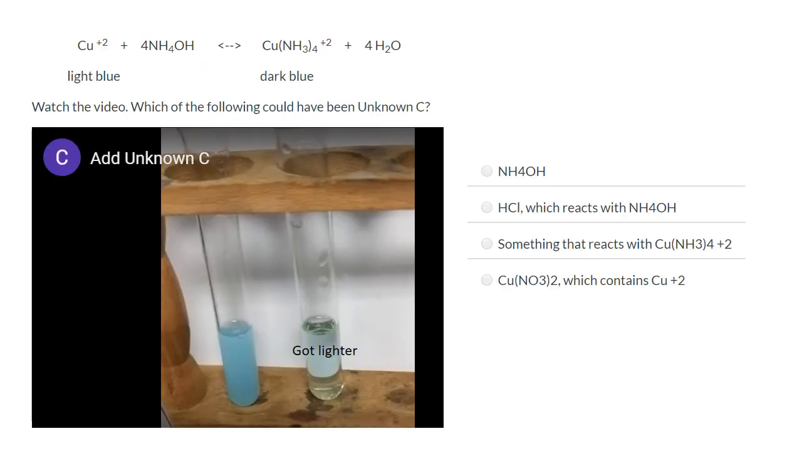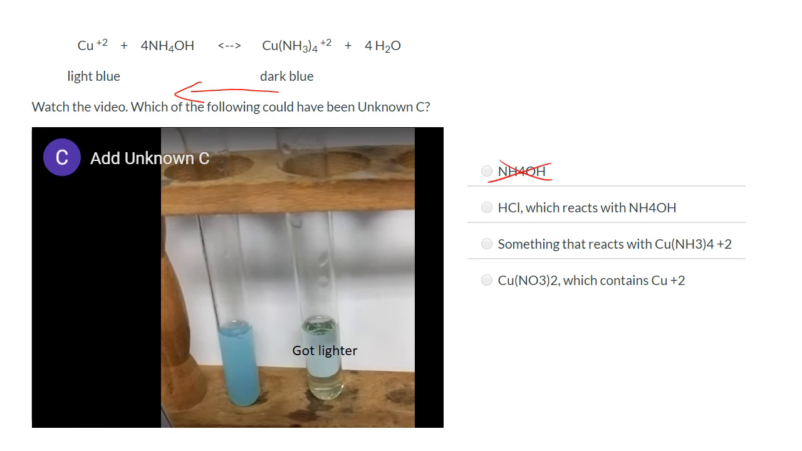And then this last one here, it's asking which of the following could have been unknown C. So this is all the same concepts, just thinking about it from the other perspective. In this case, the shift made it get lighter. So we're looking for something that would make it shift in reverse because it got lighter blue. Adding NH4OH, if we add this, that would make it shift forwards. So that's not what we're looking for.